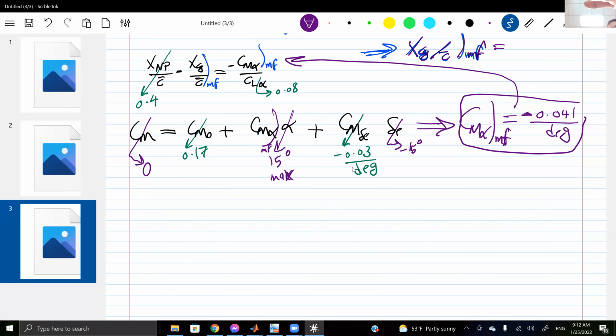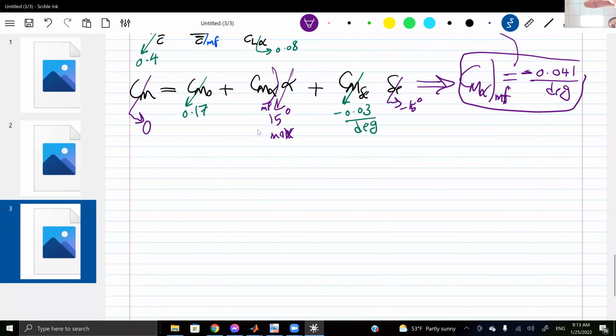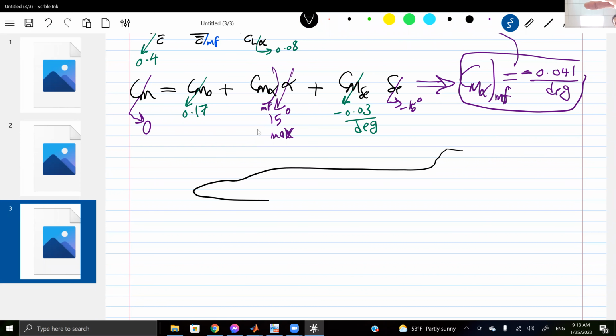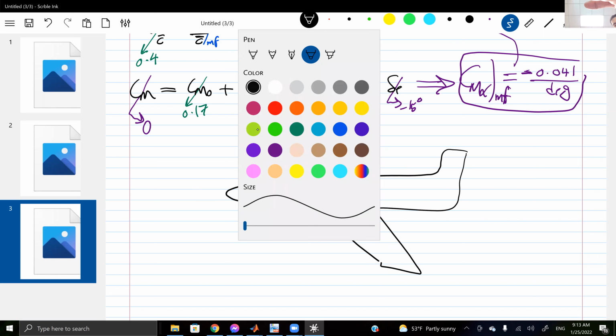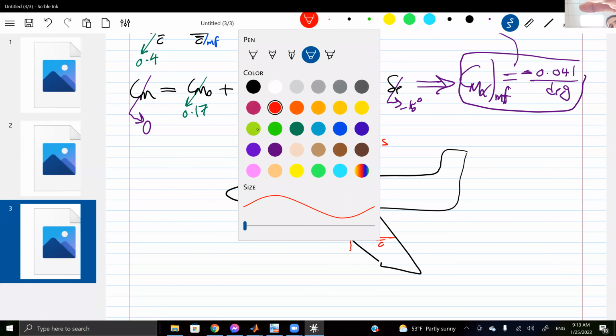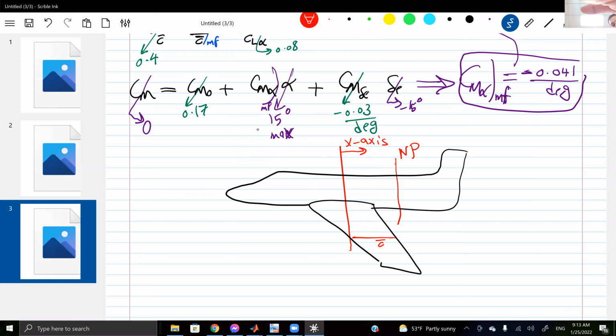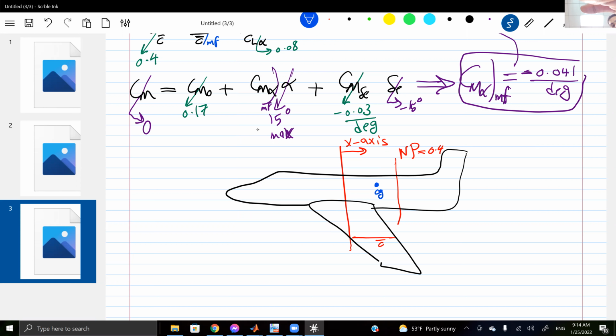CG most forward, negative 0.117. We will discuss this in a minute. So we got the limit here. So the neutral point of this airplane, remember, this is your c bar. This is your x-axis. This is your neutral point. We computed it was 0.4, x neutral point. The original CG was somewhere here, was at 0.25.